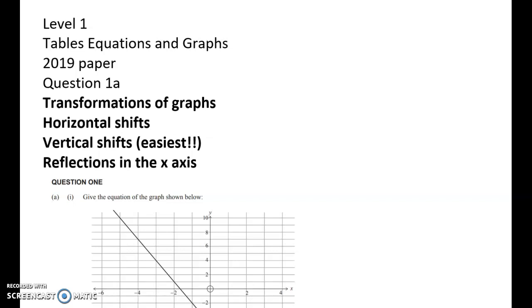So in this video, I'm going to look at 3 different transformations: horizontal shifts, sideways shifts, vertical shifts, which are really easy, and reflections in the x-axis. So there's a little bit of revision in here and there's a little bit of exam question.